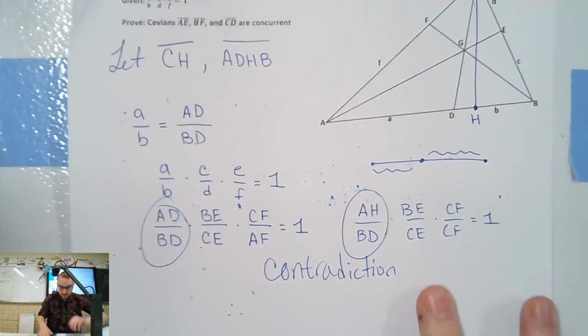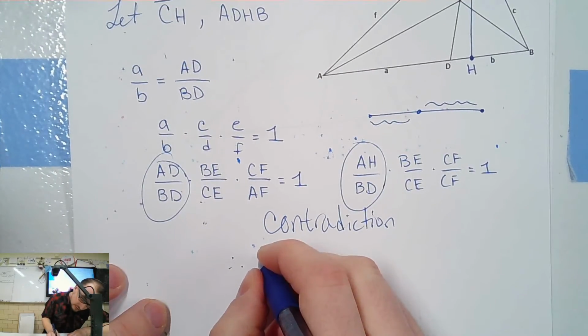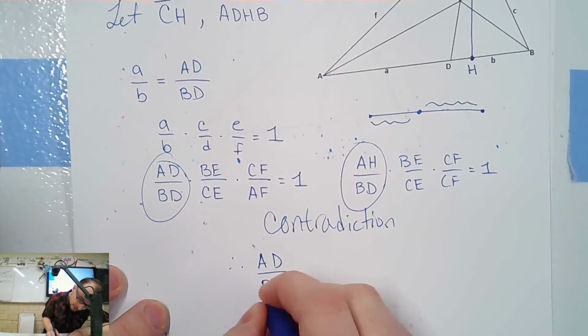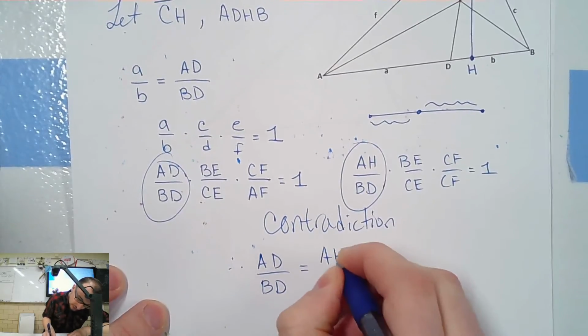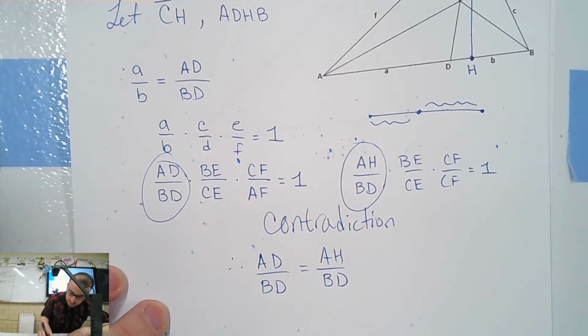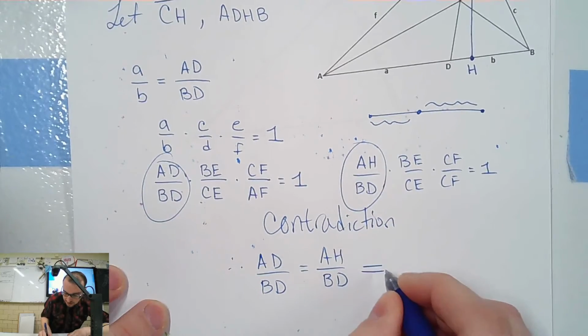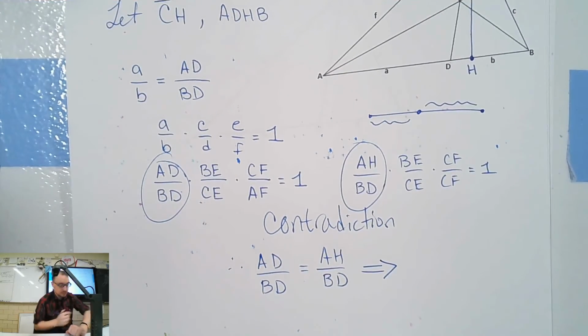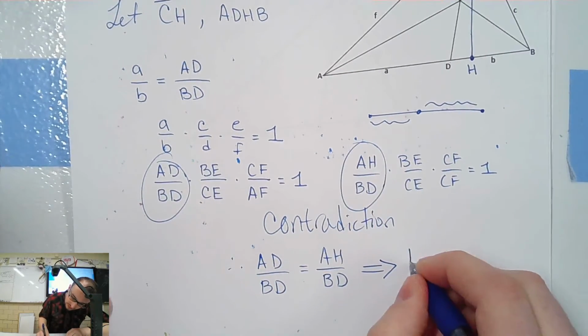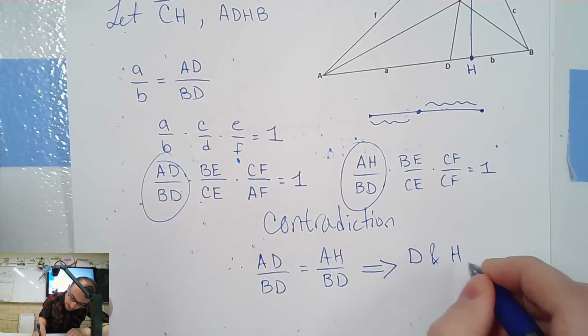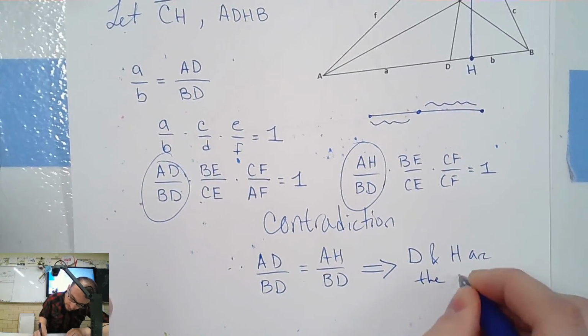Therefore, AD over BD equals AH over BD, which implies D and H are the same point.